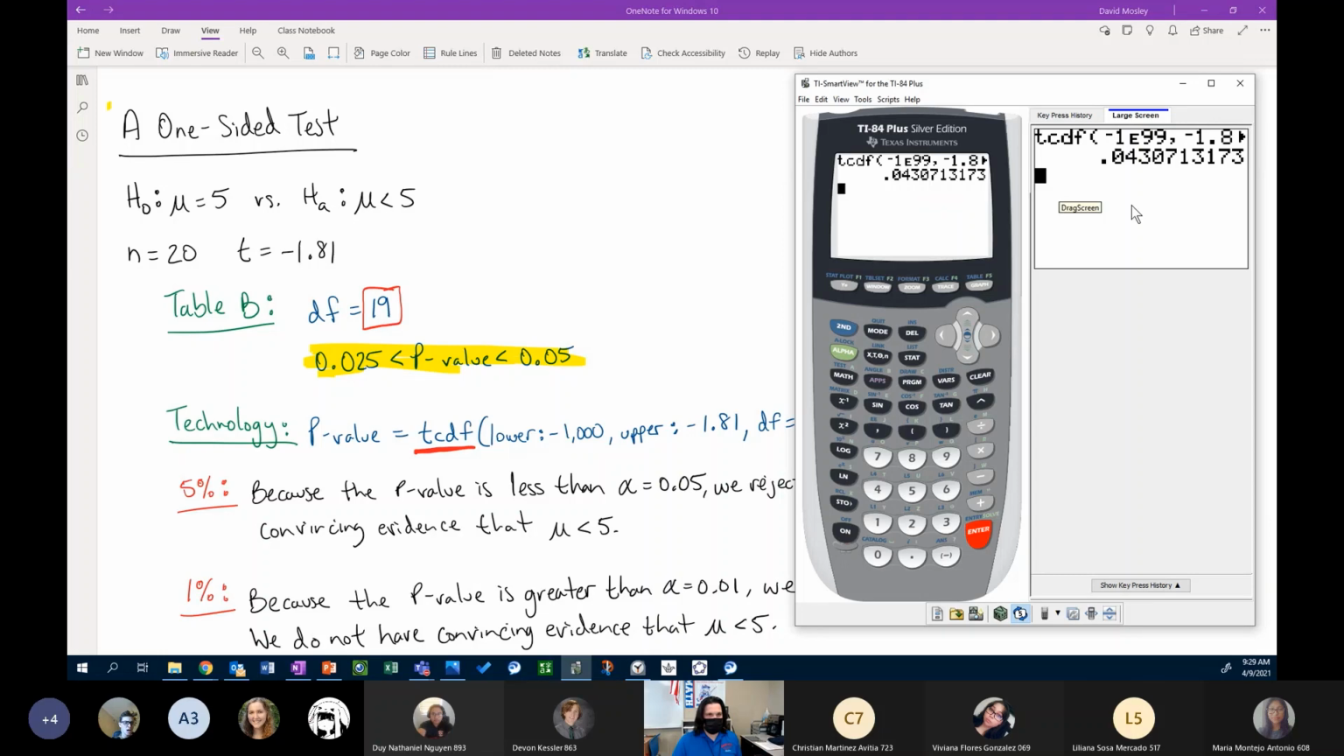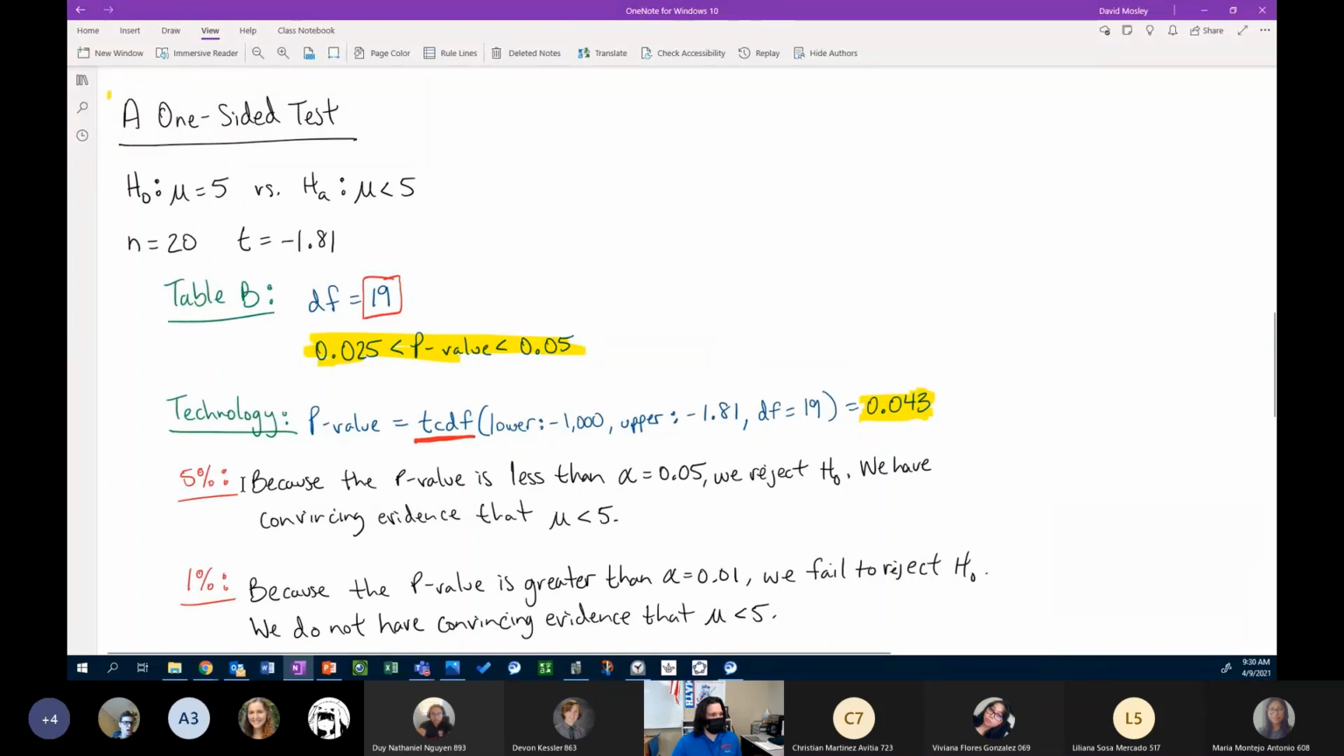And again, this value is in fact less than 0.05, but greater than 0.025, and is a more specific p-value that we can use. However, it does not change our conclusions. So again, we can use the tcdf function here if we like.